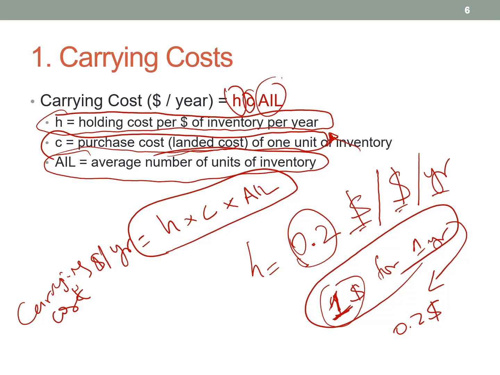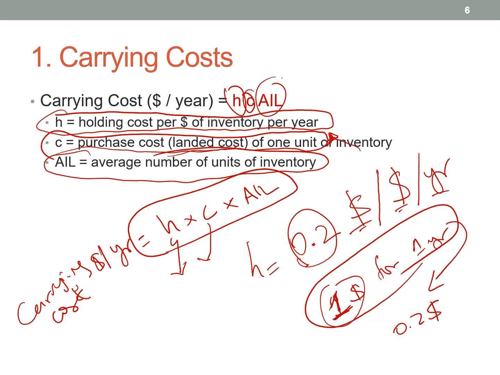In real life, we have to compute H. Often we get the help of accountants to determine what H is, because we ask the accountant, if I store $1 of inventory for 1 year, how much do I spend to store it? What is the storage cost, other costs, the financing cost, whatnot. And so we can find out H.